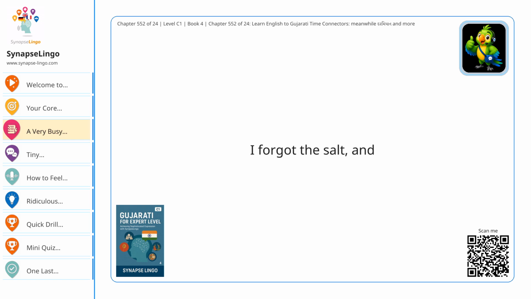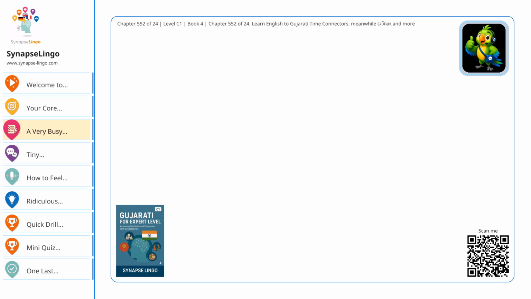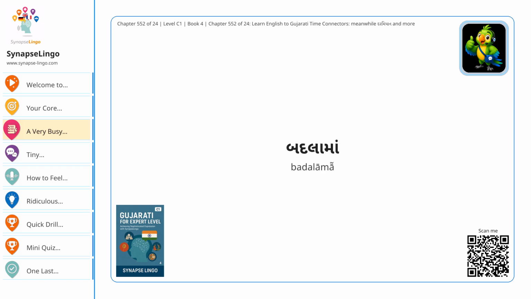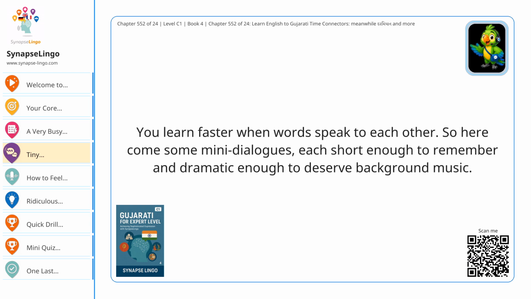I forgot the salt, and પરિણામે, everyone smiled politely in the tragic way people do when food has the emotional depth of paper. My aunt saved the meal with pickle, and I thanked her. બદલામાં, by giving her the last hot roti. Tiny dialogues, big memory. You learn faster when words speak to each other. So here come some mini dialogues, each short enough to remember and dramatic enough to deserve background music.